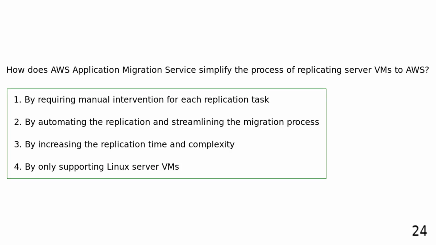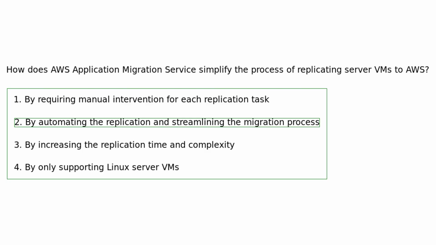How does AWS Application Migration Service simplify the process of replicating server VMs to AWS? By requiring manual intervention for each replication task. By automating the replication and streamlining the migration process. By increasing the replication time and complexity. By only supporting Linux server VMs.